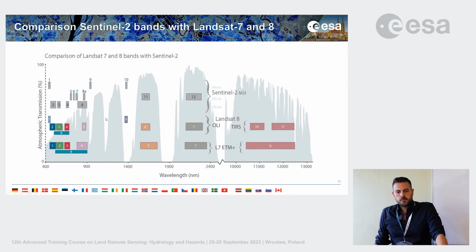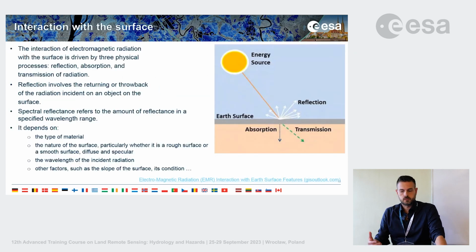This is the difference between the bands of Sentinel-2 on top, and after we have Landsat 8 and Landsat 7. So we don't have the thermal bands that were on board of Landsat 8, but we improved the spatial resolution to 10 meters for these bands, and we introduced bands 5 to 7, the red edge bands, for crop monitoring. The rest of the bands are very similar to Landsat, in order to provide continuity and to work together with Landsat, even if the spatial resolution is different.